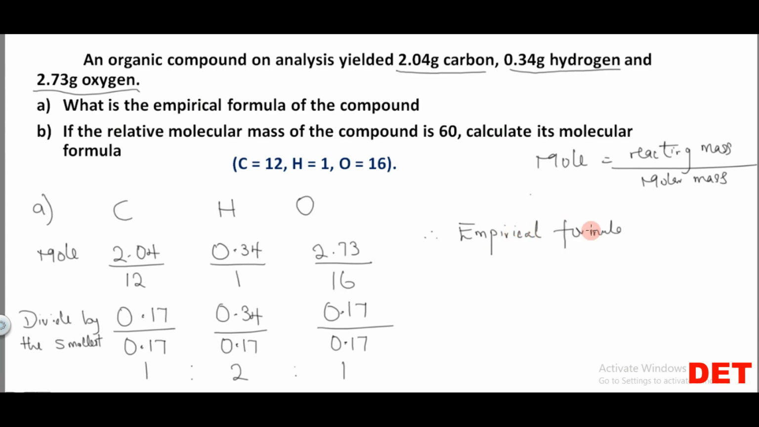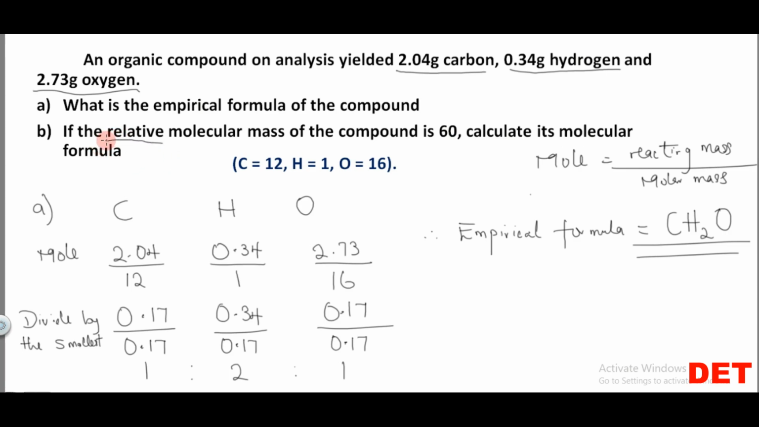So therefore, the empirical formula of this compound is equal to CH2O. This is telling you that we have 1 carbon, 2 hydrogen, 1 oxygen in this compound. This is the formula that shows the simplest whole number ratio of the atoms of each element present in this compound. Then the next question is, if the relative molecular mass of the compound is 60, calculate its molecular formula.